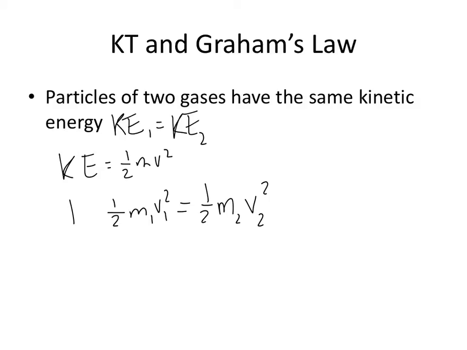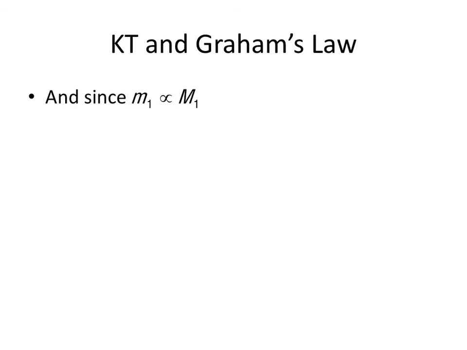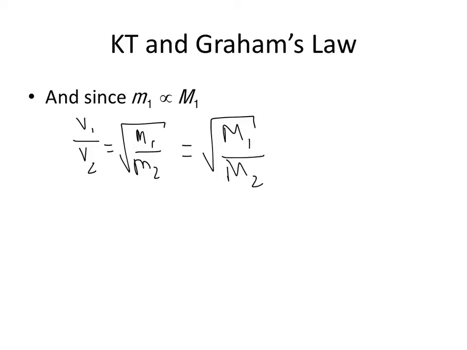We can eliminate the 1/2 and rearrange and find that the velocity squared of the first particle divided by the velocity of the second particle squared is equal to mass 1 over mass 2. Or V1 over V2, the velocity 1 divided by velocity 2, is equal to the square root of mass 1 over mass 2. And since the mass is proportional to the molar mass, what we find then is V1 over V2 is equal to the square root of mass 1 over mass 2, which equals the square root of the molar mass of 1 over the molar mass of 2.